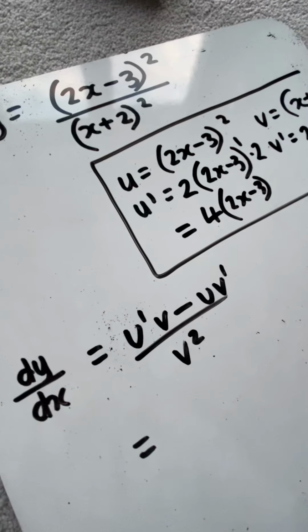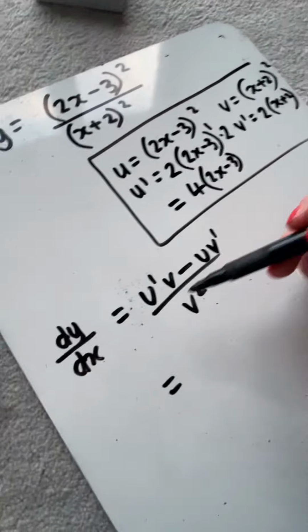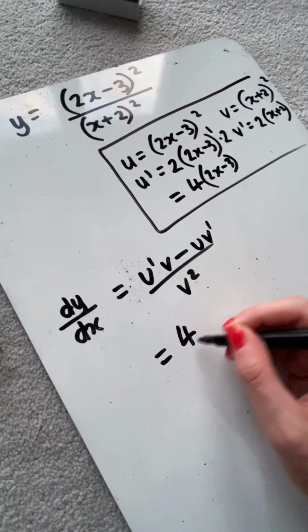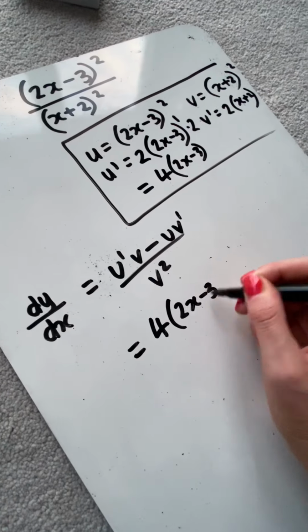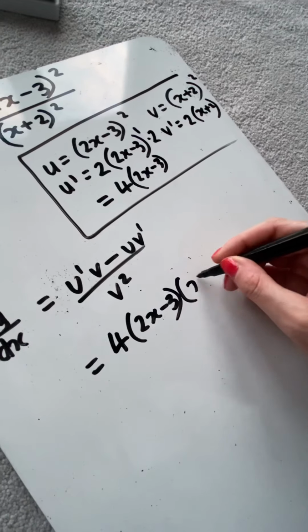The only thing I'd say here is just be careful of the brackets, and be careful of the negative sign as well. So u dash v. u dash is going to be this, so 4 times 2x take 3, times v, which is just that bracket. So let's just keep it in that.